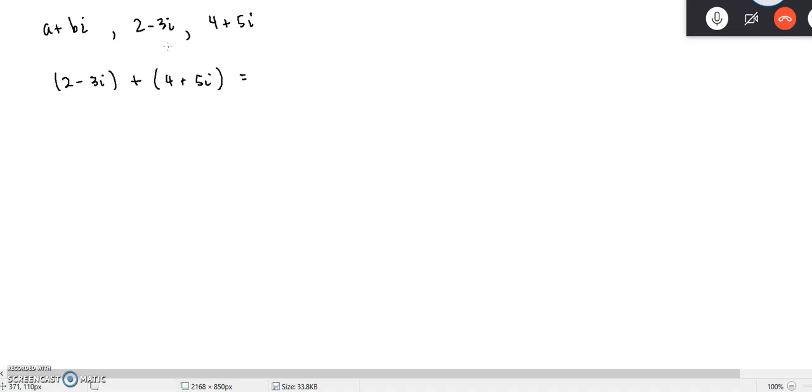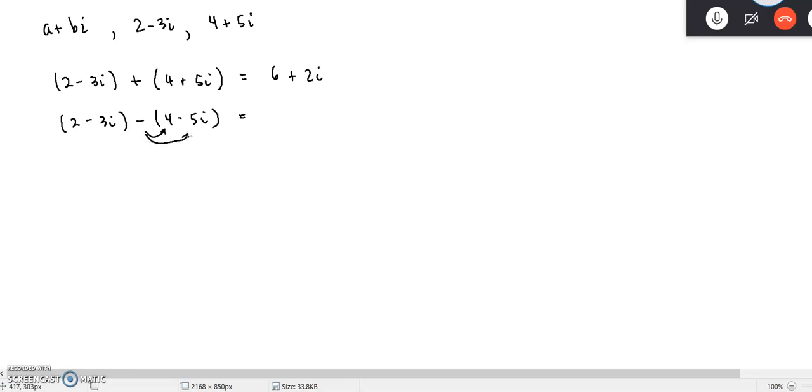Okay, so adding these together, you're just going to add like terms. So we're going to put the 2 and the 4 together to get 6. Negative 3i plus 5i would be 2i. Okay, so just like if they were x's, you would add like terms. Subtracting is also very similar. You just have to remember to distribute that negative first, and this would be the same as if they were x's as well.